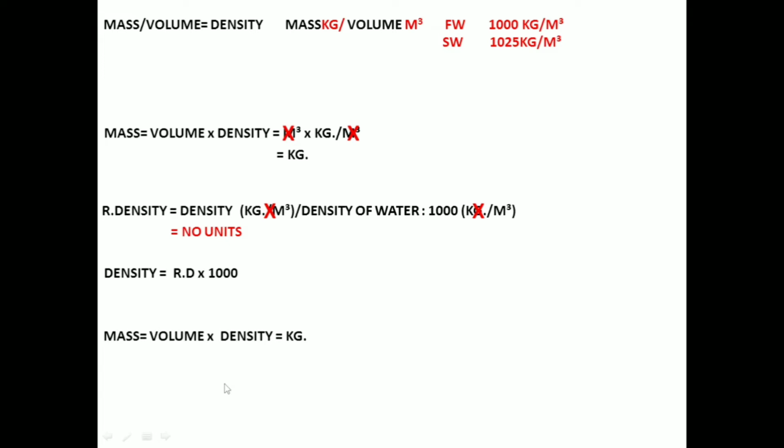Mass is volume into density, and in the MKS system, as I said, we get kgs. Now if I replace density with relative density, I'm just dividing the density by 1000, so the answer becomes tons. So when you're calculating with relative density, your answers are in tons, and when you're doing it with density, it is in kgs. This is something you got to know.